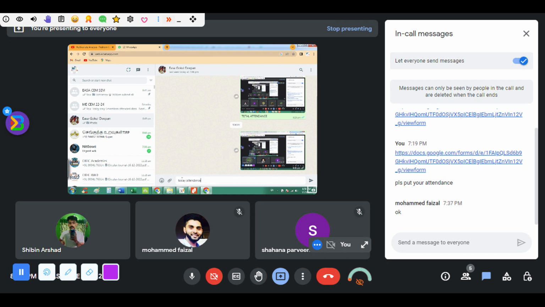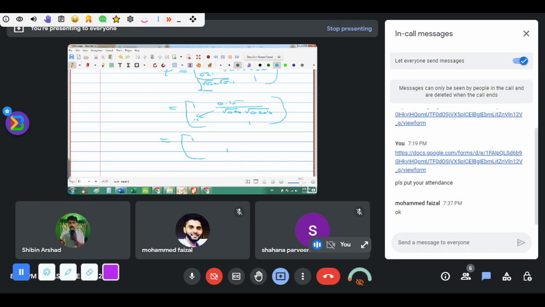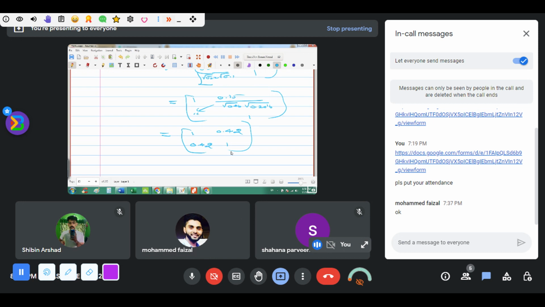Tell me what the result is. Is the square root calculation completed or not? 0.15 divided by root of 0.6 into root of 0.2016. So what is the result, ma'am? 0.42. The same value is here, correct? Yes, the same value is here. Okay, this is the population correlation.